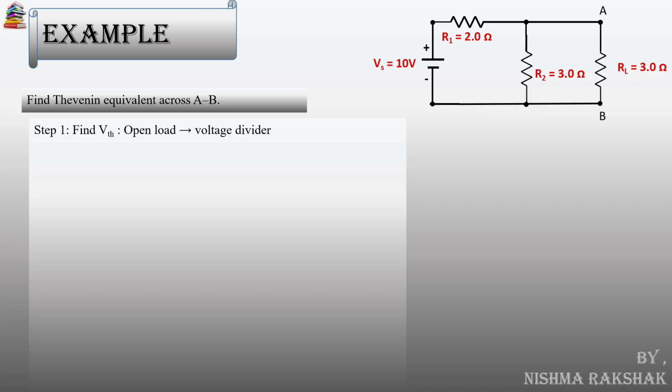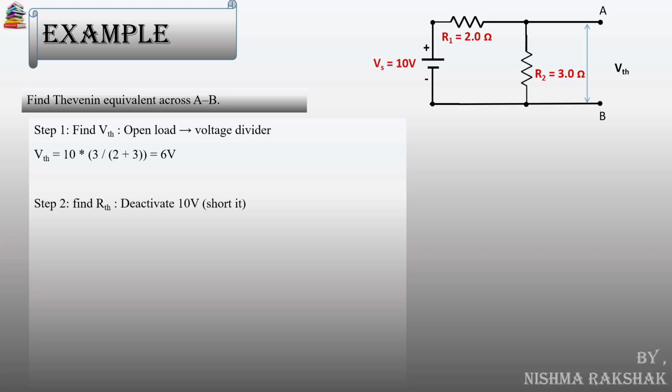Step 1. Finding VTH. First remove the load resistor and find the open circuit voltage across terminals A and B. Using the voltage divider rule, VTH equals 10 multiplied by 3 divided by 2 plus 3. That gives us VTH equals 6 volts.